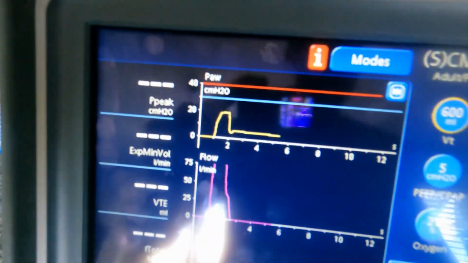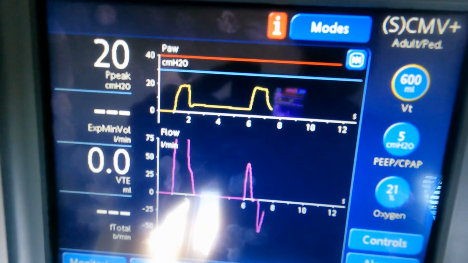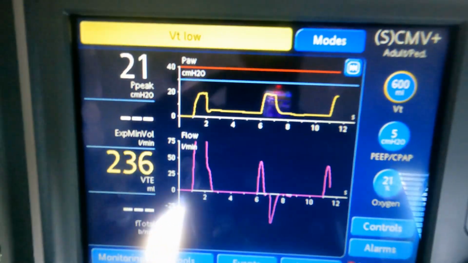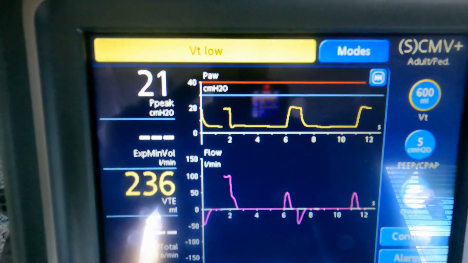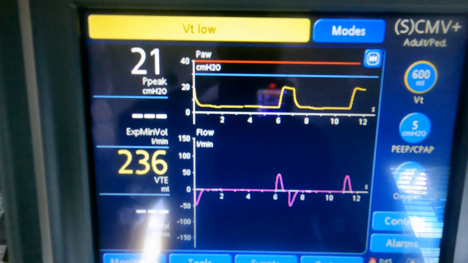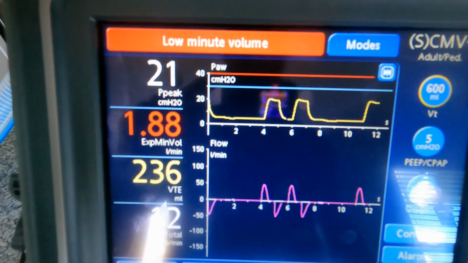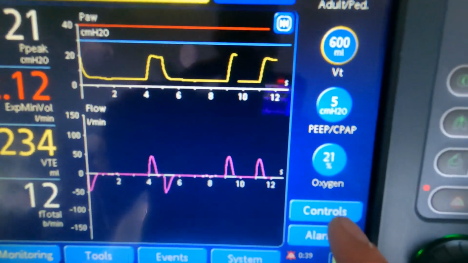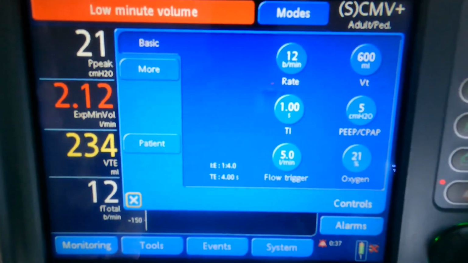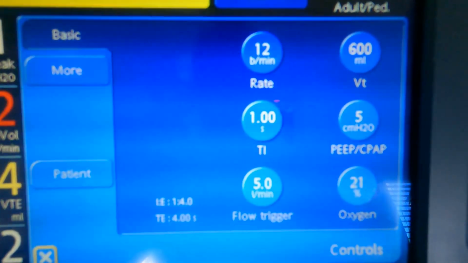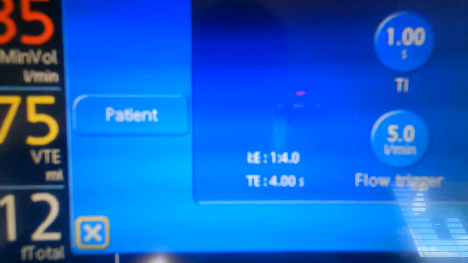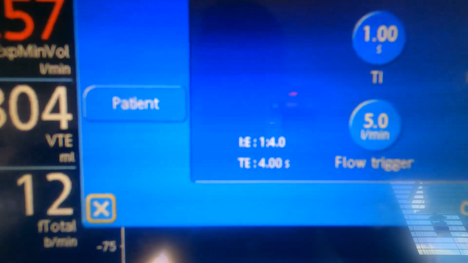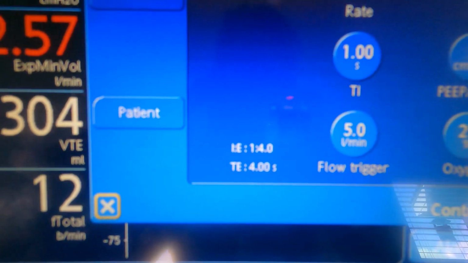So once we begin ventilating the patient, in the demonstration of competency, I want you to be able to show me where we find all of the pertinent information like tidal volume, minute volume, leaks, anything like that. So the first place we're going to go is controls. And you can see in controls here we have other options of things we can change. But down here at the bottom we have our IE ratio and our time expiratory. Okay, so those are going to come into play in a little bit here.